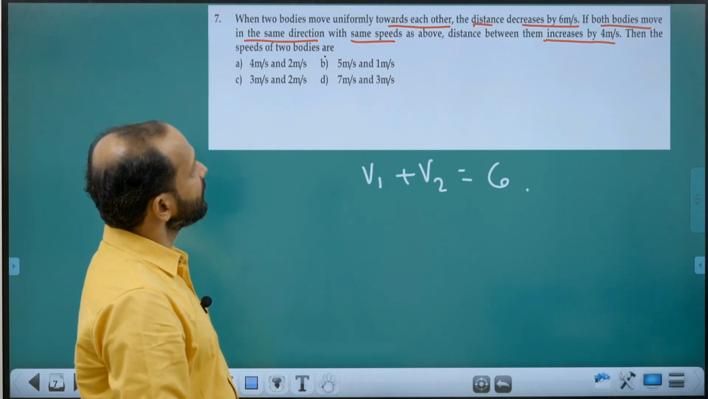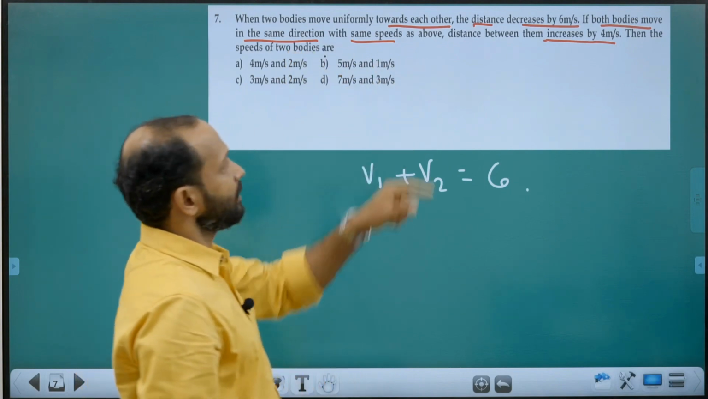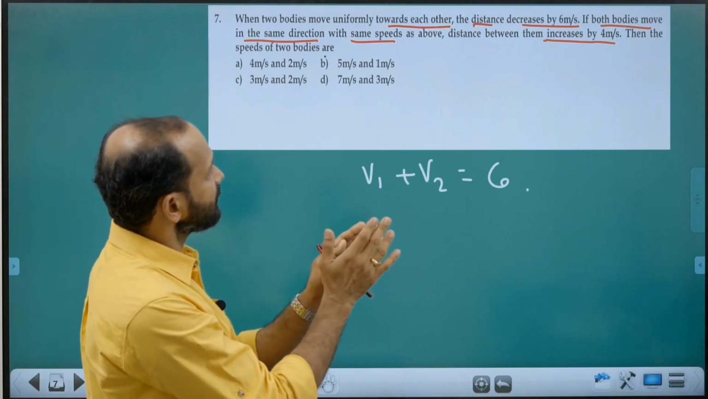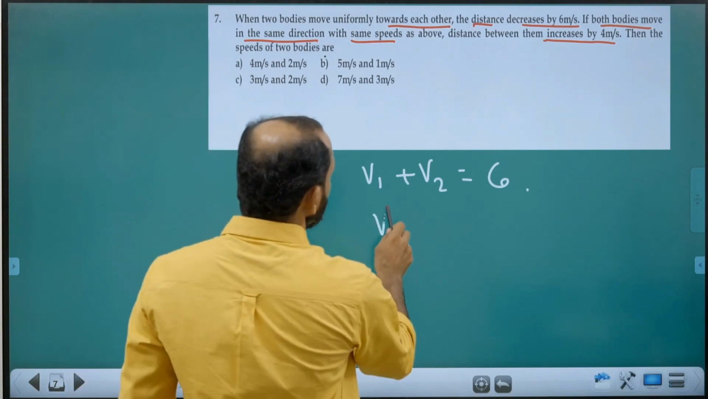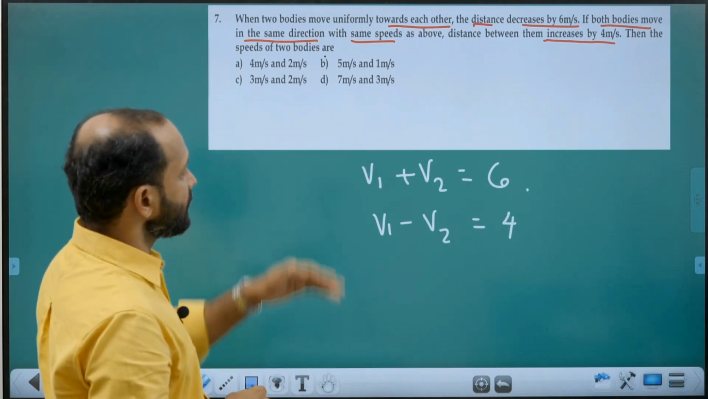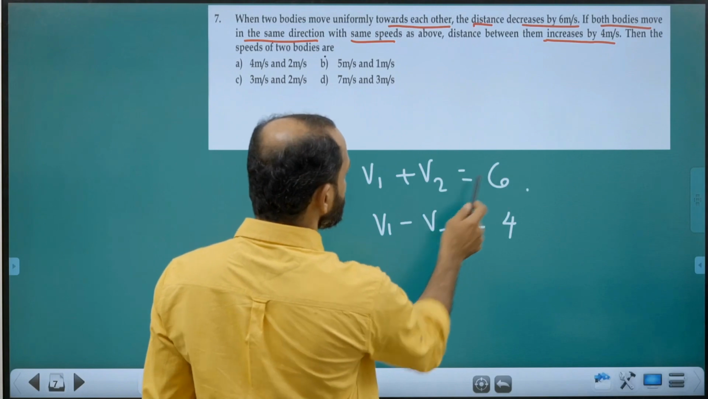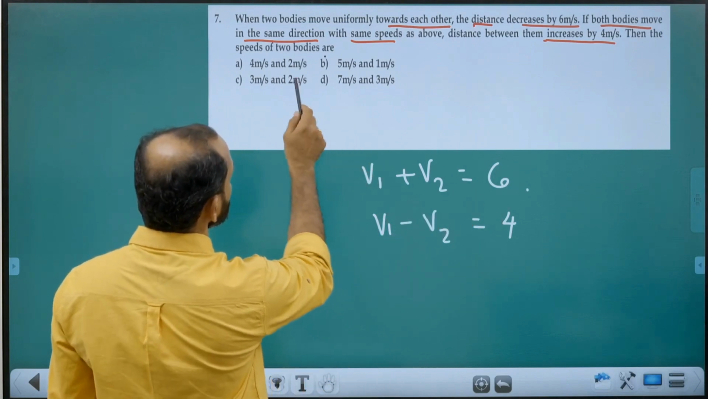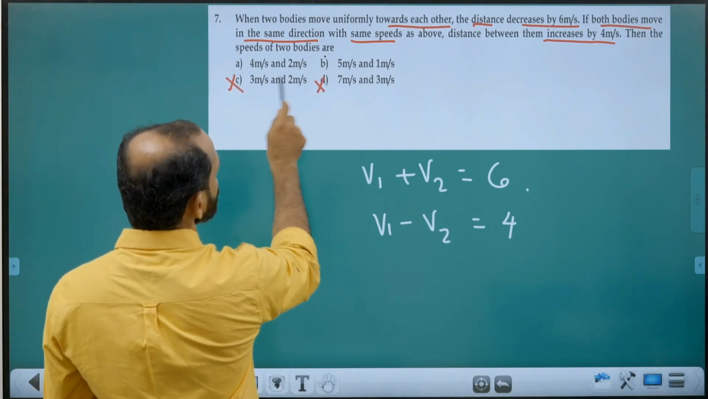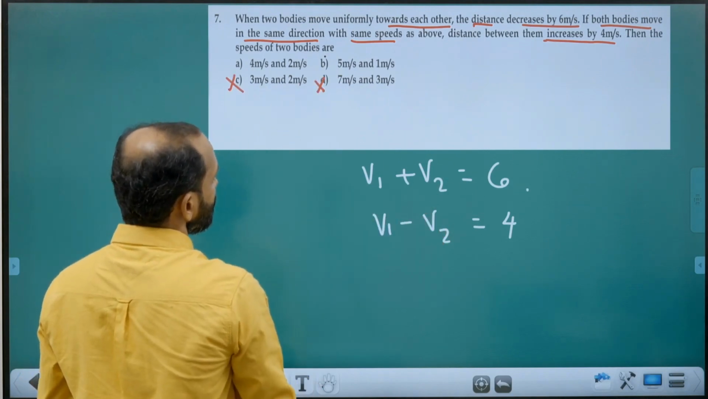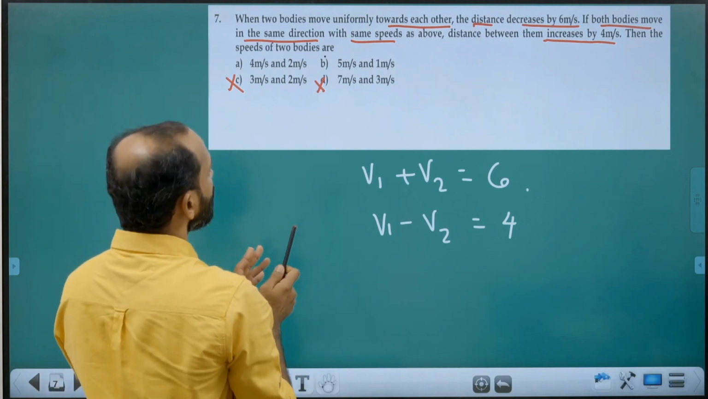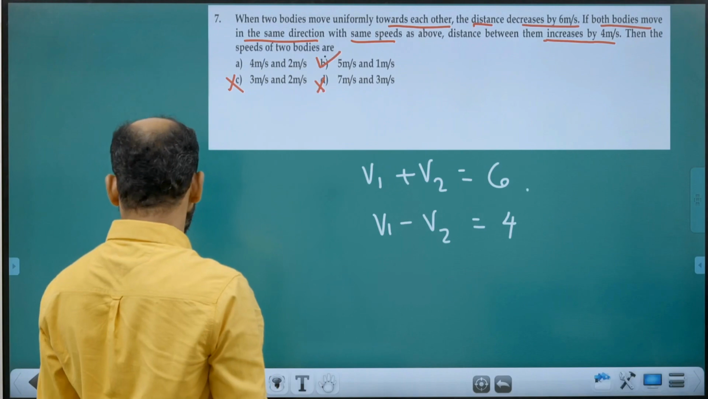When they move in the same direction, their relative velocity will be v1 minus v2, and that is equal to 4. Then the speeds of the two bodies: when you add you get 6, when you subtract you get 4. What are those numbers? The answer cannot be C or D because on adding you won't get 6. For 4 and 2, and 5 and 1, on adding you get 6, but on subtracting you have to get 4. So the correct answer is the boxed one.